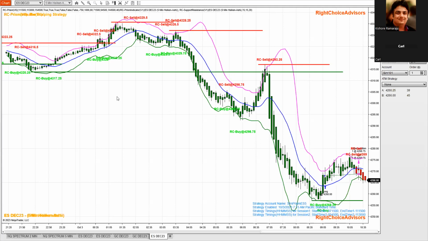So Kishore, when it moves sideways like this, is it better to then switch to a 2-minute Heikin-Ashi? We can switch, or we can basically disable and enable again at 1:45. Again, it may go a little more down, and then again it will bounce back. It may go to the low of the day and bounce back.